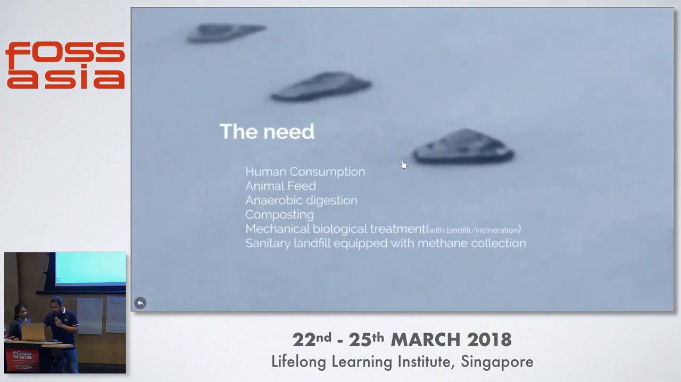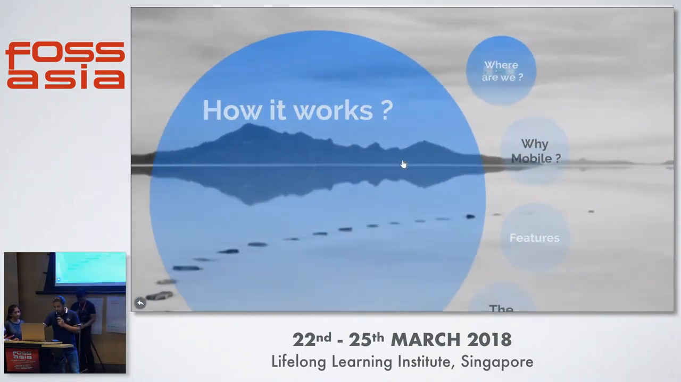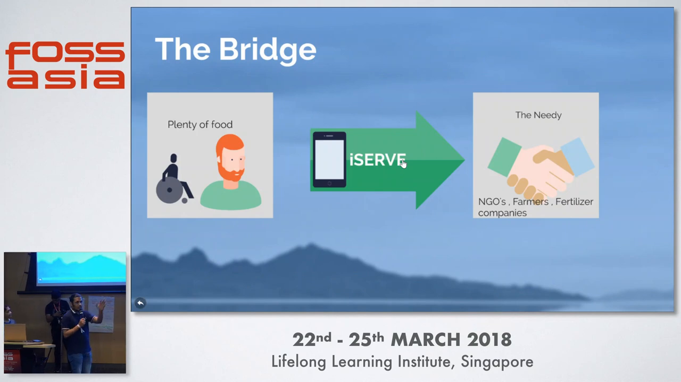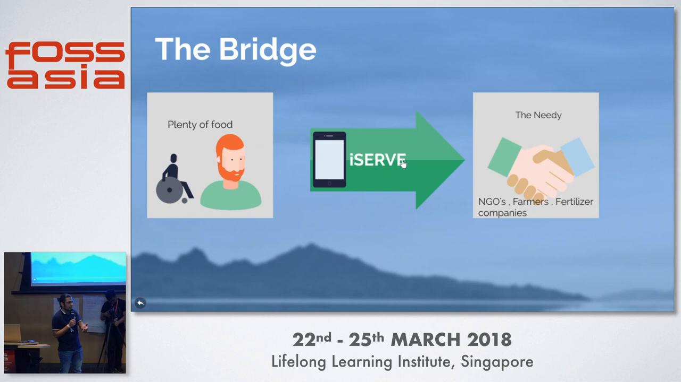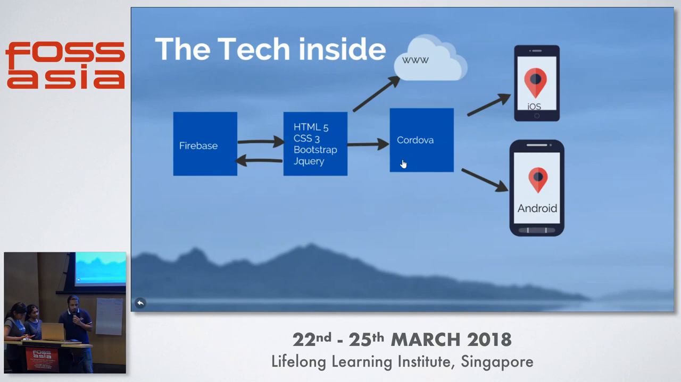So what we did is build a mobile application that sits in the middle: plenty of food is getting wasted, and there are a lot of needy people. The needy people can be an NGO which needs food for an orphanage, or fertilizer manufacturing companies who need food waste to create degradable waste, or farmers who can use it as fertilizer. So food waste is there, people are there, something is missing in between, and our app comes into the picture there. So how did we build this?